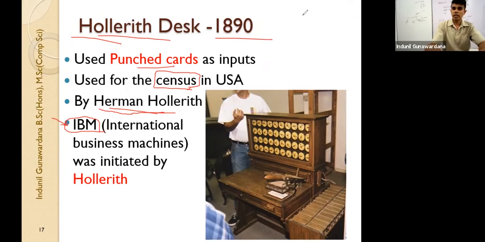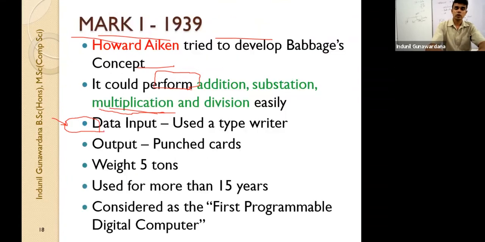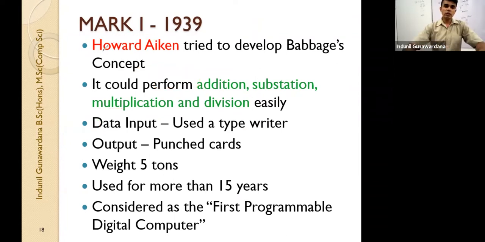Right? So that's also another important thing. Still it is using punch cards like this. This is a sample machine given here. Okay. Then after that, the 18th century was over. Now we are going to the 19th century. Mark 1 was invented by Howard Aiken. So you must memorize the inventors of each and every machine, how they came into the world, and what the specialty of each is. You need to remember them. Right.